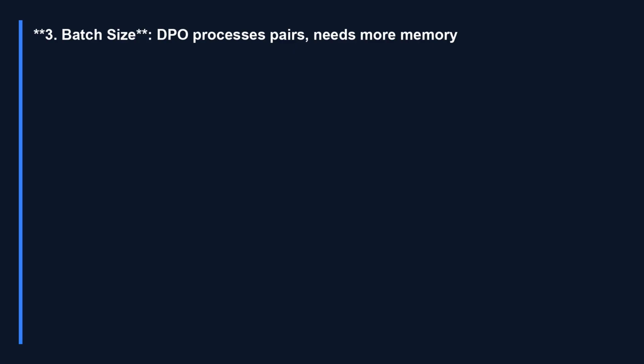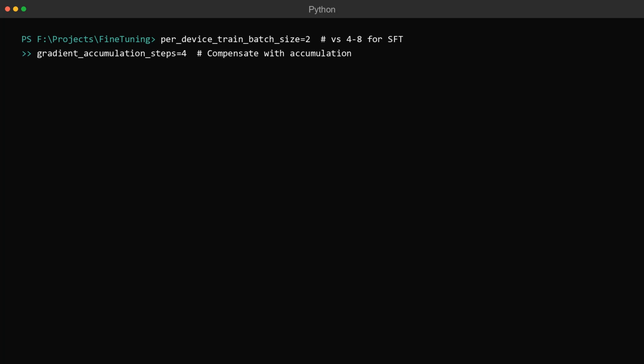The third parameter is batch size, and DPO has a specific constraint here. DPO processes pairs, not individual examples. For every training step, the model sees a prompt, its chosen response, and its rejected response simultaneously, which means each example consumes roughly twice the memory of an SFT example.